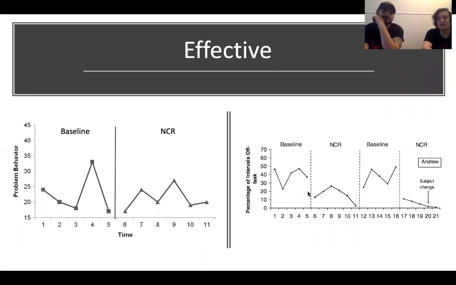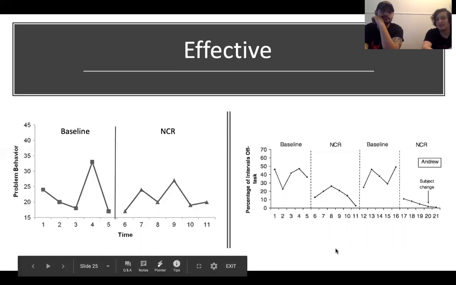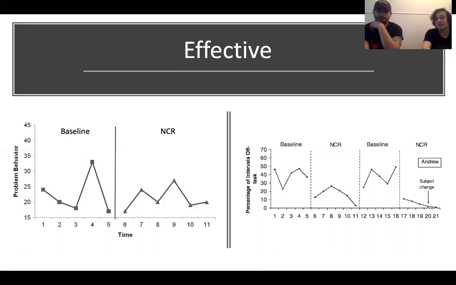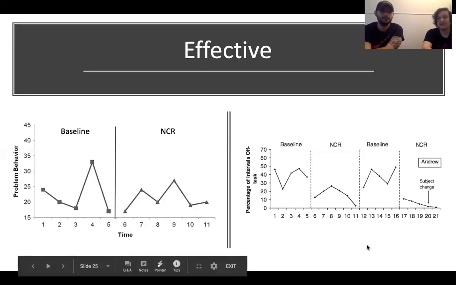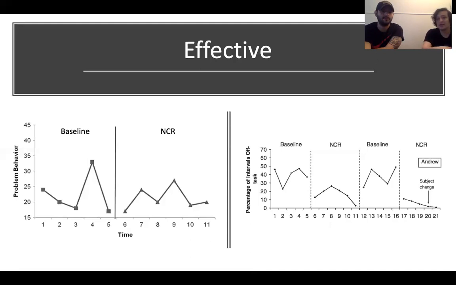And then we'll go to the NCR condition. We see that it drops down to about, let's say, 20%. In this case, let's say that is a meaningful change, right? Then we do a reversal, right, to make sure we're still analytic. And we see that the behavior goes down. Would you say that this was effective? Yeah, right? Not only were we demonstrating that the intervention was functionally related to the behavior change, we also have shown that this intervention produced meaningful results for the individual.